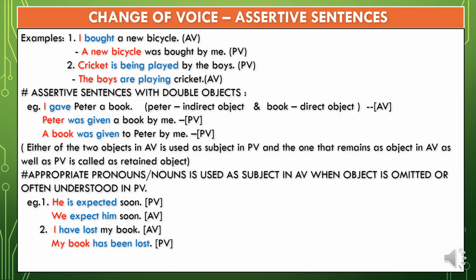For example, he is expected soon. So here the subject is he, is expected is the verb. Then there is no object. Soon is not the object here.